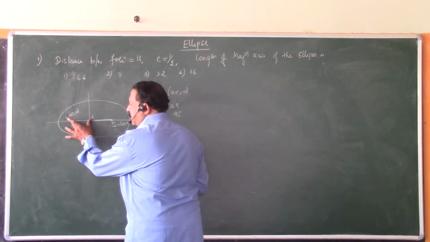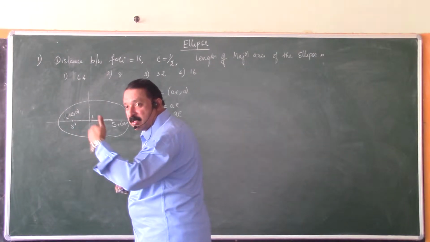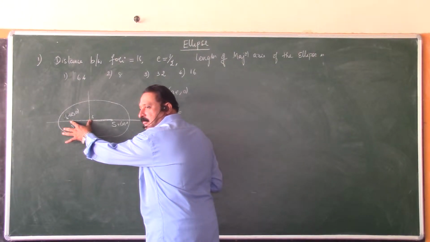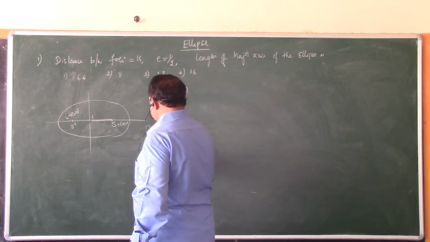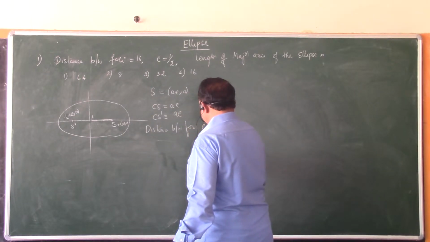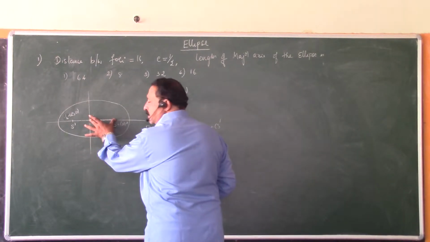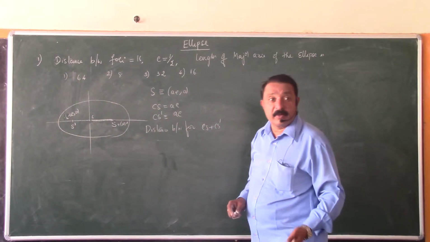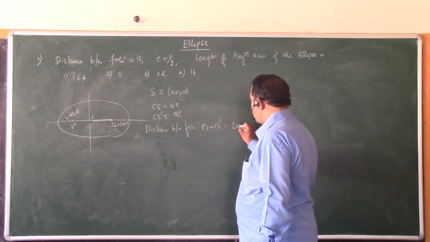But this distance CS dash is also AE, but we have written a minus sign only to indicate that it is on the left side. But what is this actual distance? AE only. So what is the total distance between the foci, SS dash? So distance between foci means CS plus CS dash. Are you following? This distance is one AE. This distance is another AE. So what is the total distance between the foci from S to S dash? So this is AE plus AE, that is 2AE.